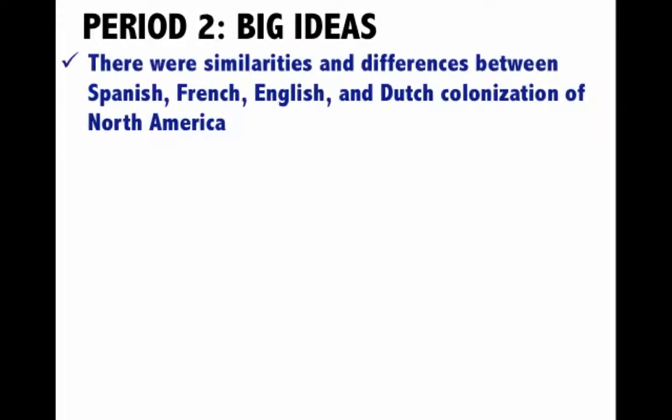So some big ideas for period 2 that you should keep in mind: one, there were similarities and differences between the Spanish, the French, the English, and Dutch colonization efforts of North America. These four countries are going to be the four key ones, and there's going to be similarities and differences between them.